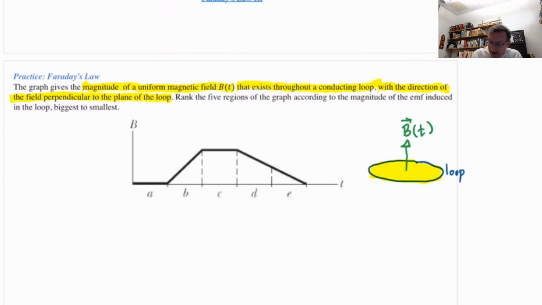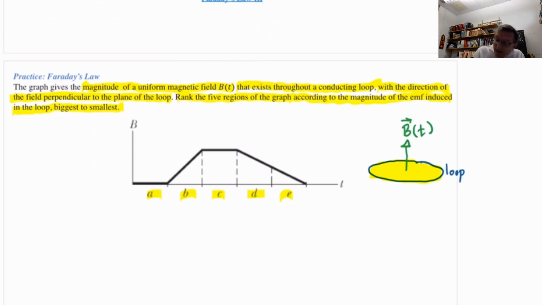We are to rank the 5 regions of the graph, see them? A, B, C, D, E, according to the magnitude of the EMF induced in the loop, biggest to smallest. Magnitude of the induced EMF in that loop.